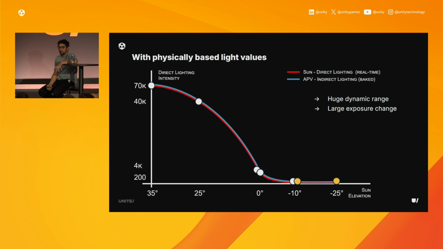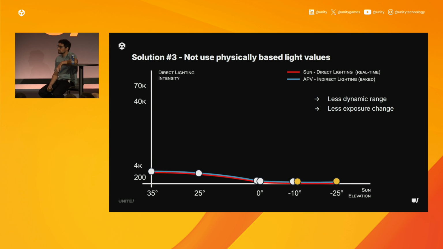So from the beginning, our problem seemed to be that we travel through a large range of values, whether that is for exposure or for the intensities. And the values that we used were the actual values of an afternoon sun. This is why we call that physically based light units. But there is nothing preventing us from using lower values to try to reduce that range. So let's see if we can do that.